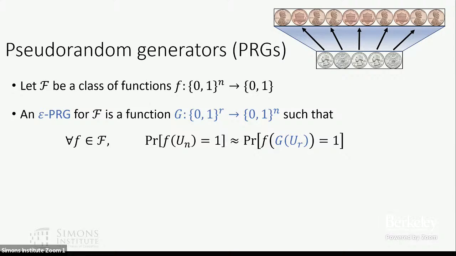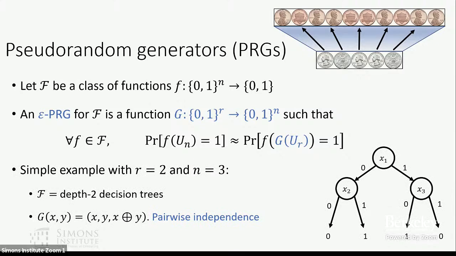And maybe the most traditional setting would be if we take this class script f to be like everything that can be computed in polynomial time or something like that. But for today, actually, we're more interested in the case that this class script f is very restricted. And the benefit of looking at a very restricted class of functions is that then we can actually prove something. We can design pseudorandom generators that provably work.